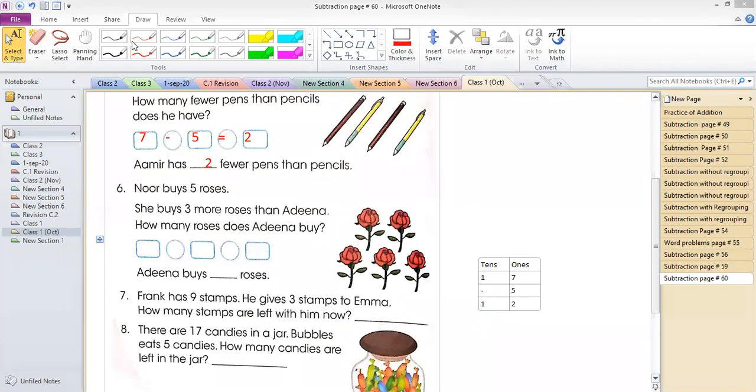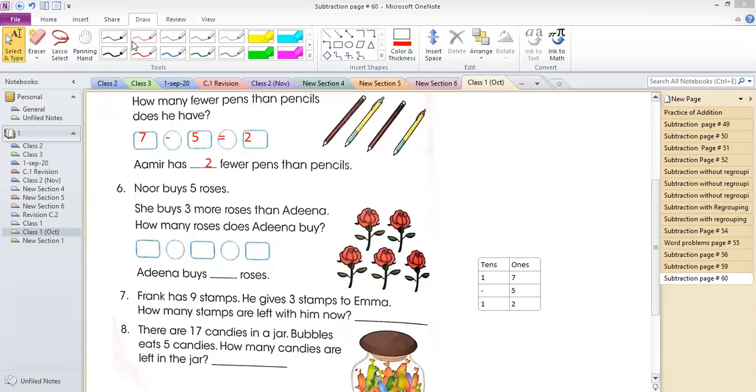Can you tell me? If Noor buys 5 and she buys 3 more roses than Adina, how many roses does Adina buy? Five. No. Abdullah, can you answer it? Abdullah, can you answer? Yes. How many roses does Adina buy? 5. Look, I'm reading the question.